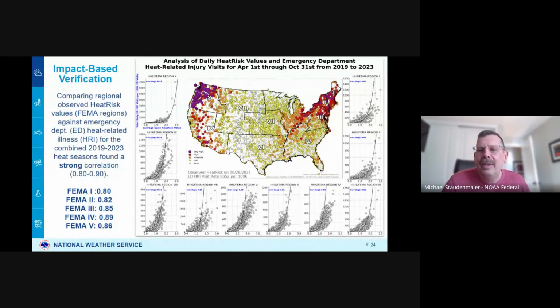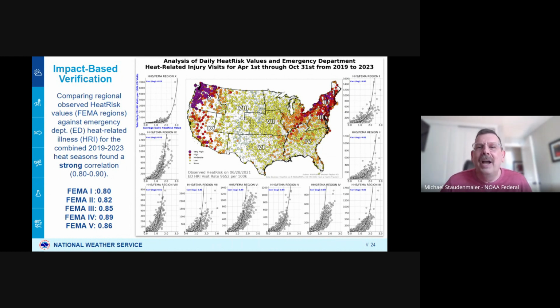The center map shows the date with the highest impact rate over that entire 5-year period, which occurred on June 28th, 2021, when the Pacific Northwest suffered from a historical and devastating heat wave, and the Northeast US had a significant heat wave occurring concurrently. So what are the results?